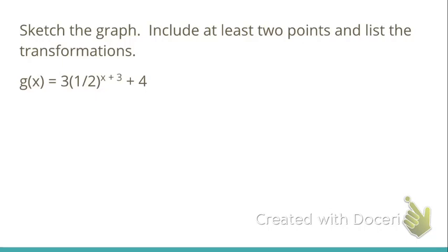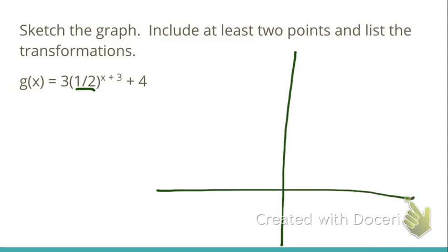Alright, now we have a decay model. I know it's decay because of this base of 1/2. So let's sketch a graph first. So I know, let's see, my asymptote will be at positive 4. So 1, 2, 3, 4. That's because of the plus 4 at the end there. So y equals 4 is my asymptote.